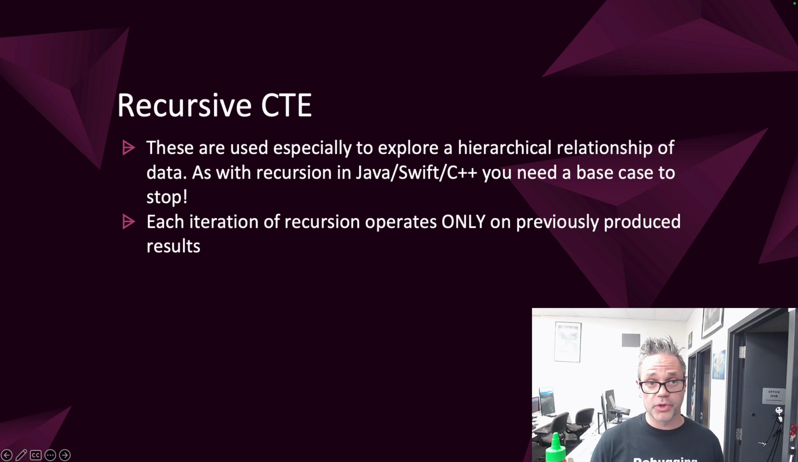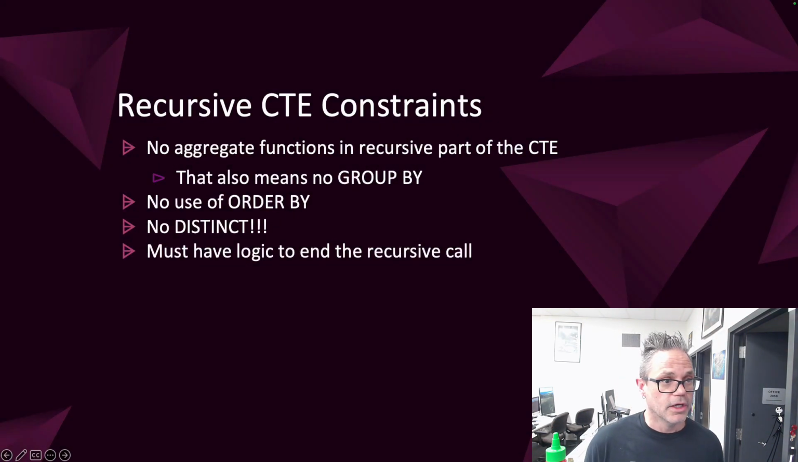When we're looking at the recursive common table expression, each iteration of that recursive operation operates only on the previously recorded data. So you want to make sure you define that really well. Regarding recursive constraints, there are no aggregate functions in the recursive part of the CTE. That makes good sense because you're generating those values as you go through it. So you can't really have an aggregate function on there, which also means no group by clause as well.